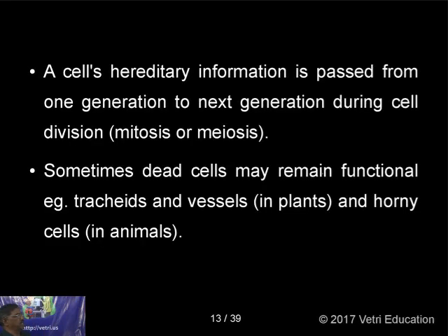Next, cell heredity information is passed from one generation to another during cell division. During cell division, one cell becomes two cells, either by meiosis or mitosis. That transfer takes place through the DNA and also the chromosomes.